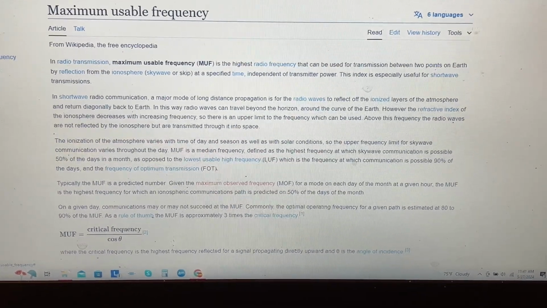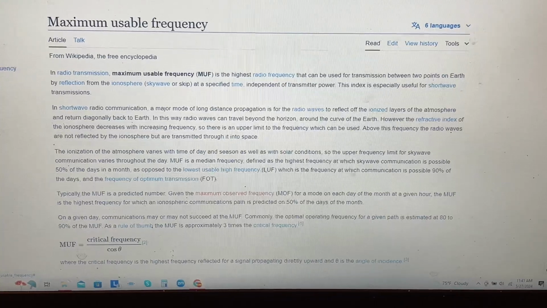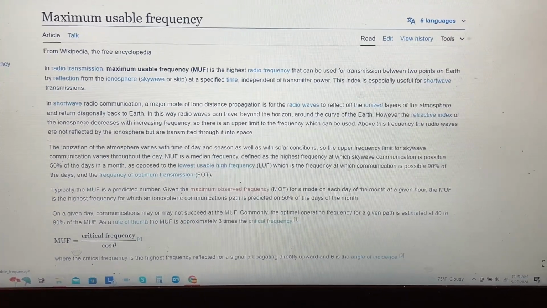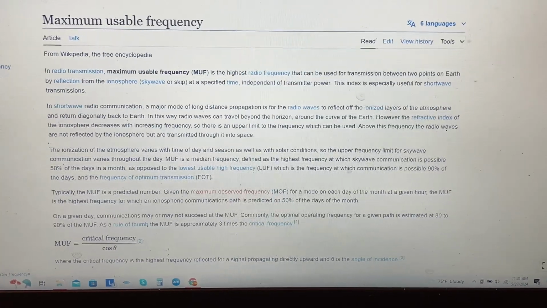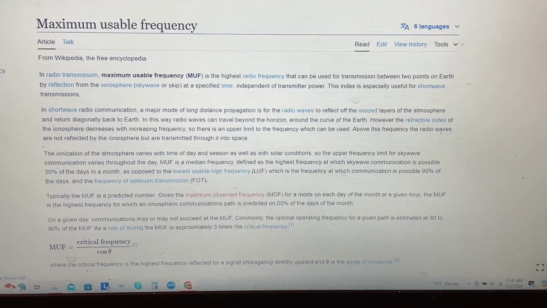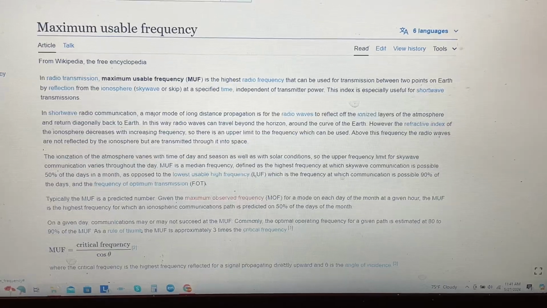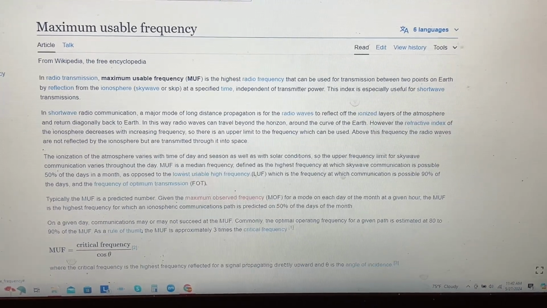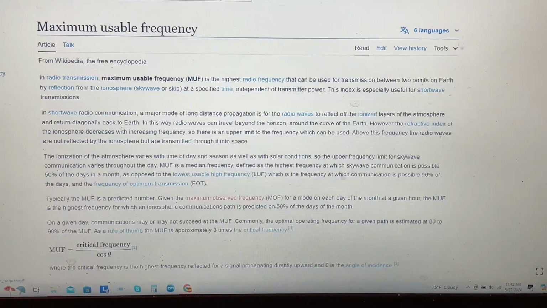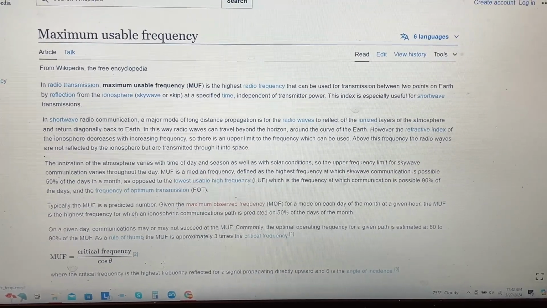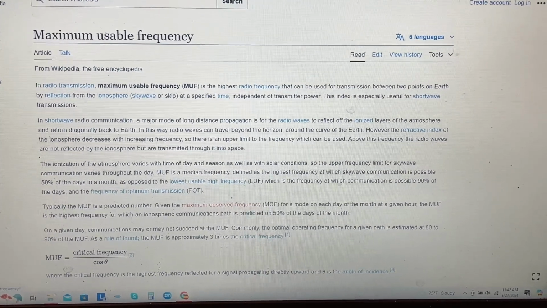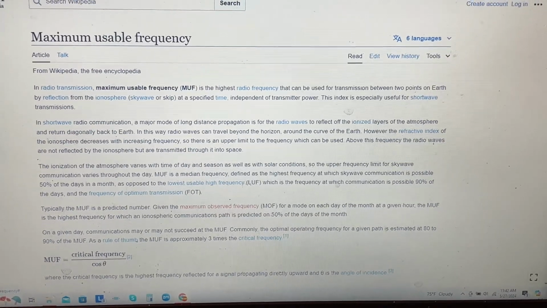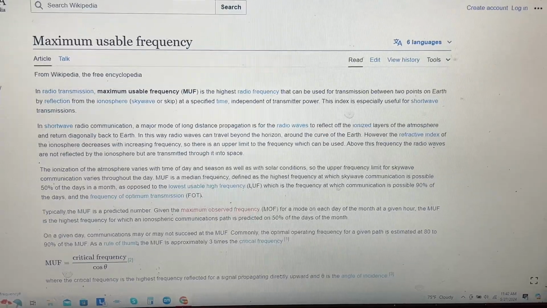Maximum usable frequency, we'll quote here from Wikipedia. In radio transmissions, maximum usable frequency, MUF, is the highest radio frequency that can be used for a transmission between 2 points on Earth by reflection from the ionosphere, skywave, or skip at a specific time, dependent on transmitter power. This index is especially useful for shortwave transmissions.